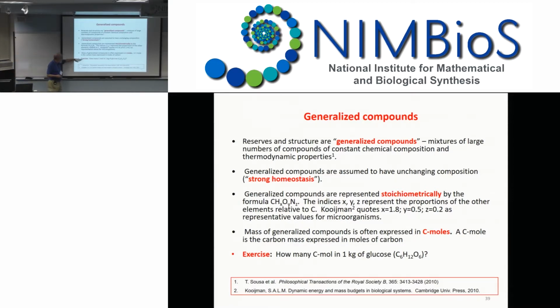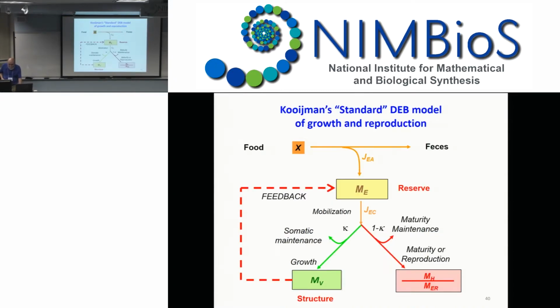And if you want to figure out whether you understand C-moles, just try to figure out how many C-moles there are in a kilogram of glucose. If you could do that little example, you can do it anywhere. Let me remind you what the model looked like. We had these components: reserve, structure, reproduction, and so on, and X for food.